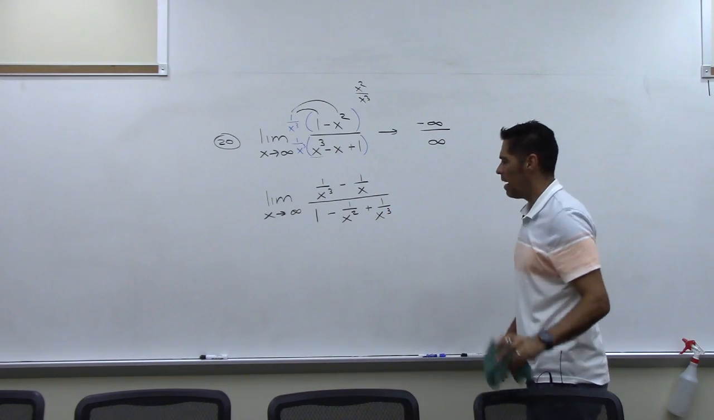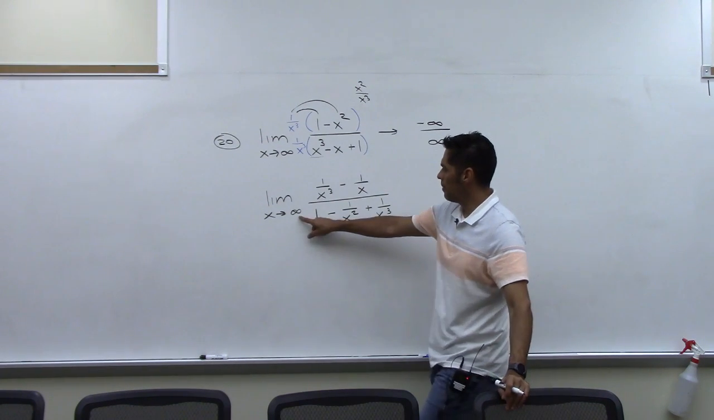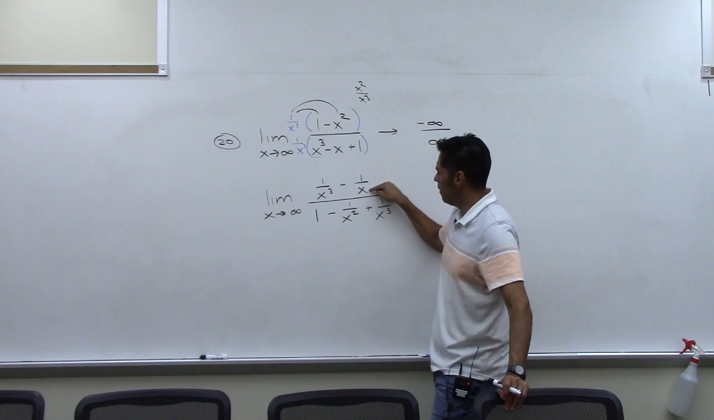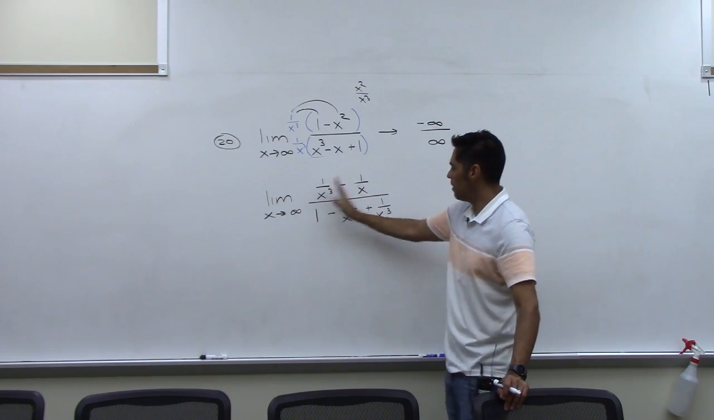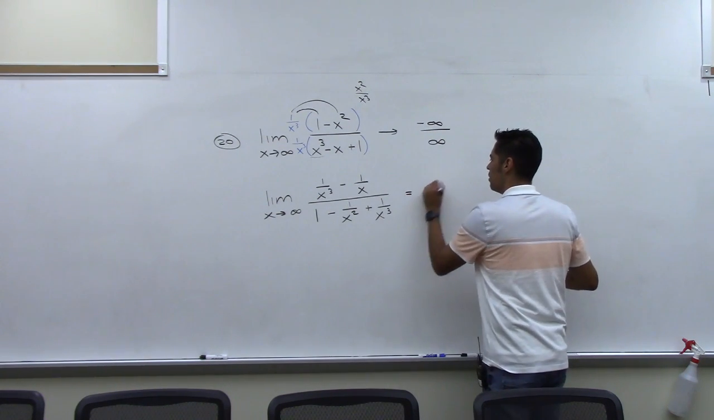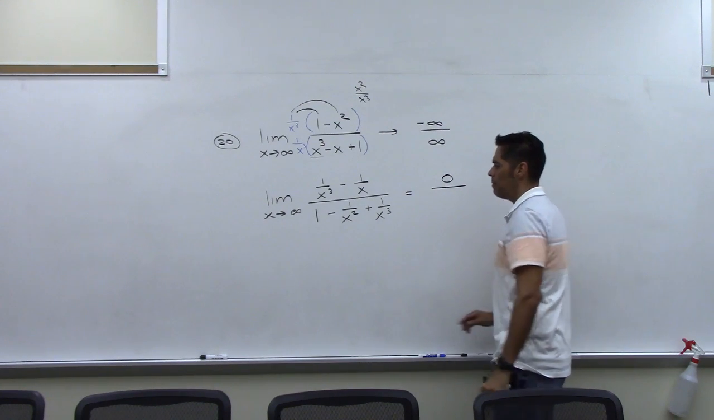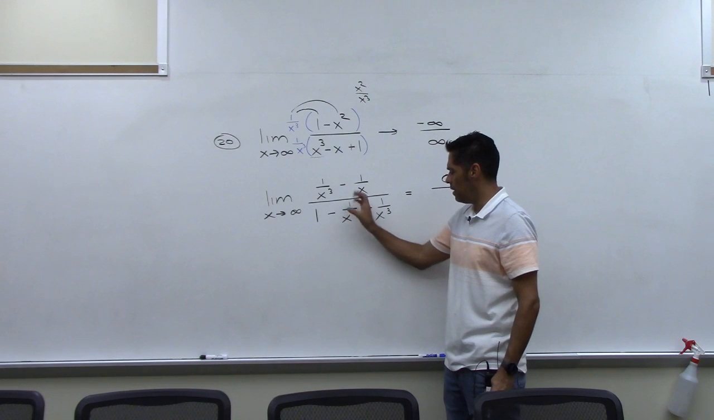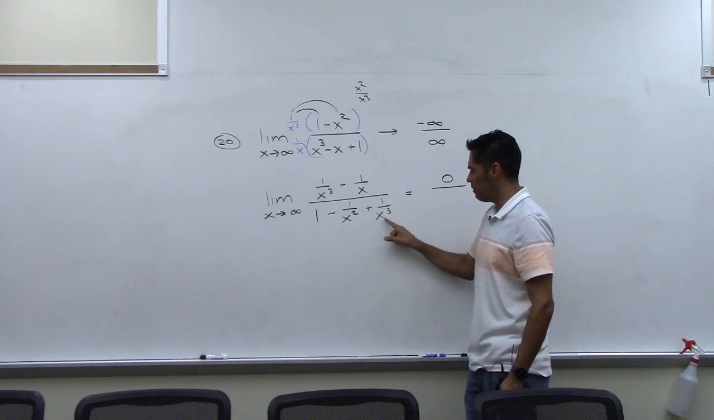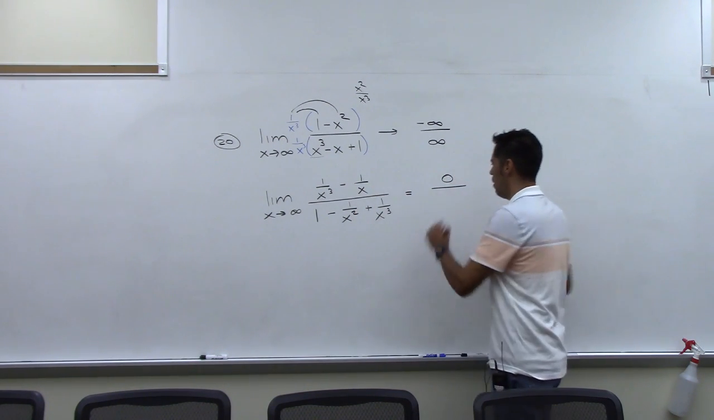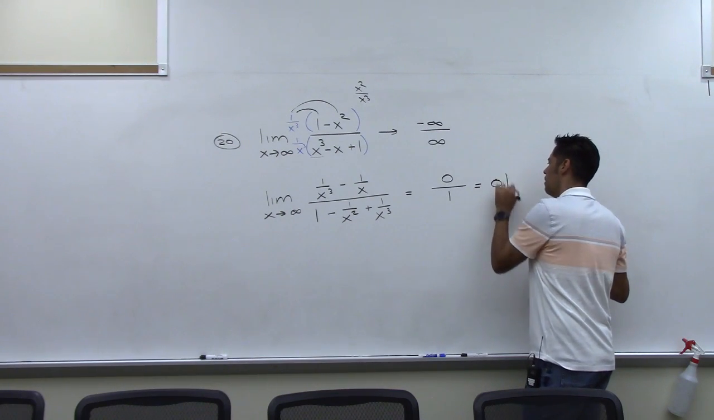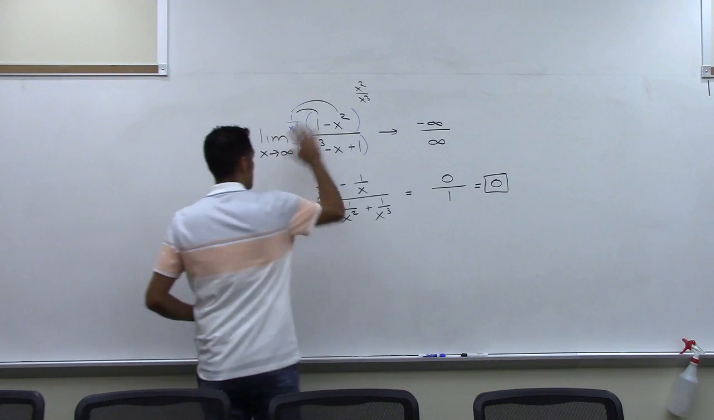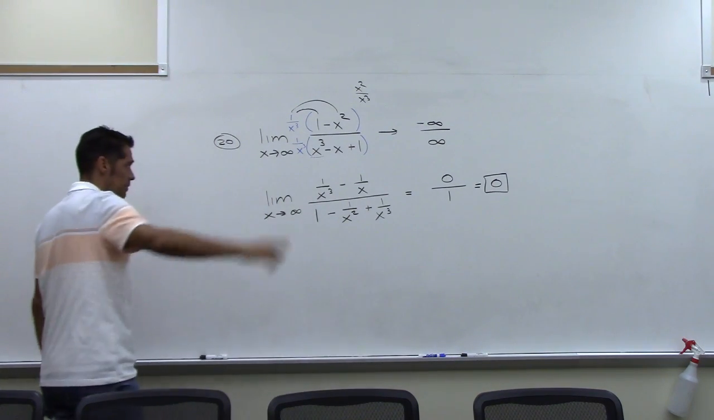And now good things are going to happen. As x goes to infinity, a fixed number over infinity goes to 0. So on the top, you have 0 minus 0, which goes to 0. On the bottom, you have 1 minus, and these terms go to 0 because they're a fixed number over infinity. So you have 0 on top and a 1 down there. And 0 divided by 1, that's okay, that's just 0. So this function is approaching 0 as x goes to infinity.